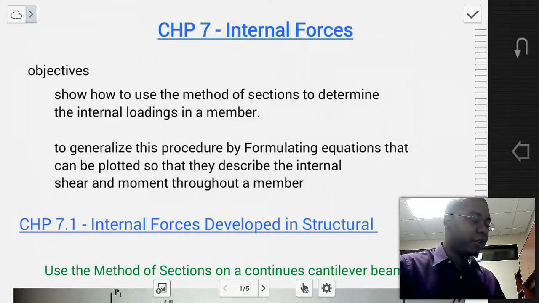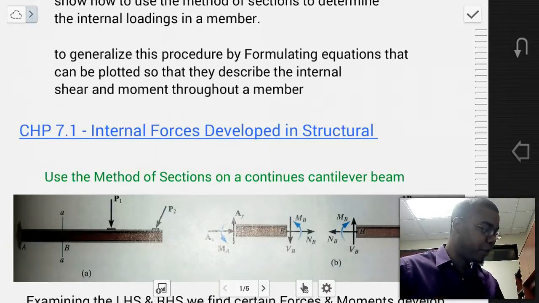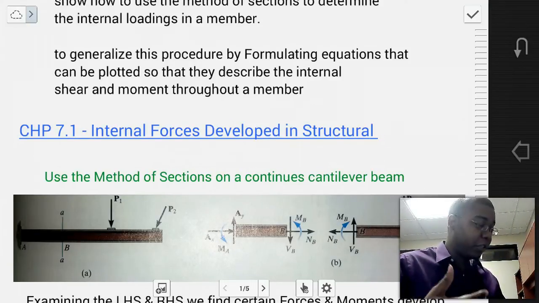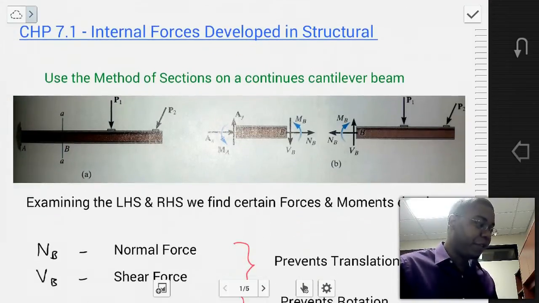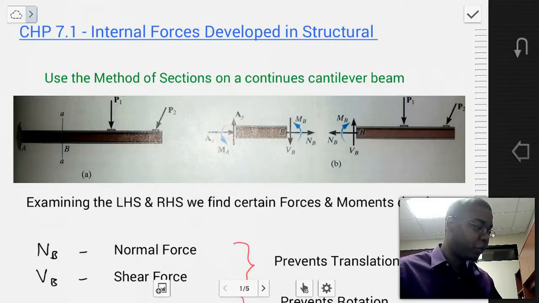So let's go ahead and get started with 7.1, Internal Forces Developed in Structural Members. Say we have a beam, some kind of continuous cantilever beam, and we decide to use the method of sections at some point along that beam. When we apply the method of sections and examine the left-hand side and the right-hand side, we'll find that certain internal forces and moments will develop. And these internal forces and moments are required for us to maintain equilibrium.